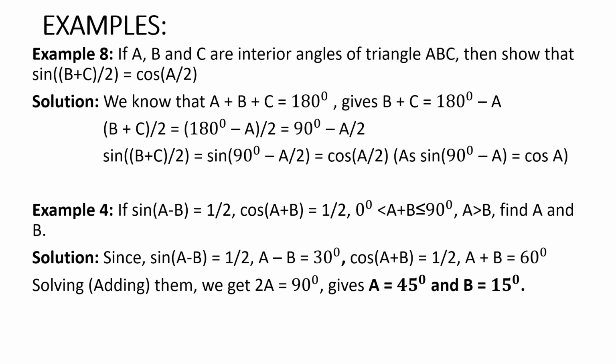Similarly, cos(A plus B) is half. So cos is half for the angle 60 degrees. So A plus B is 60 degrees. So just two equations, A minus B and A plus B. Solving the two equations, you get A as 45 degrees and B as 15 degrees.